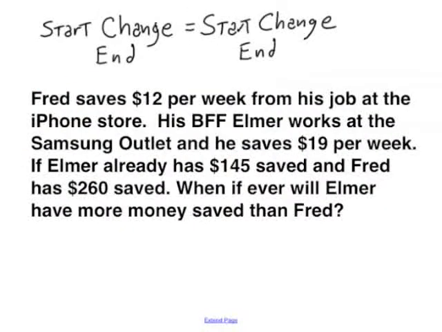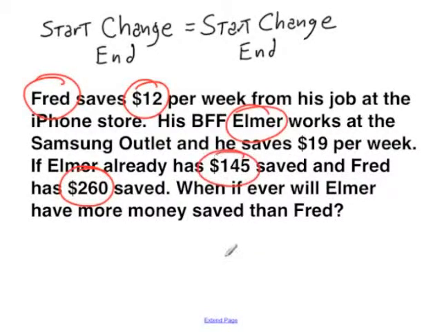Once we get done with problems like that, we move up a level, where we have problems where we try to match two things together. So in this example, we have Fred here, and he has $260 saved up, and he's going to save at a rate of $12 per week. And then we got his buddy Elmer here, who has $145 saved up, less money than Fred, but he's saving at a rate of $19 per week, which is greater than Fred. So eventually Elmer catches up with Fred.